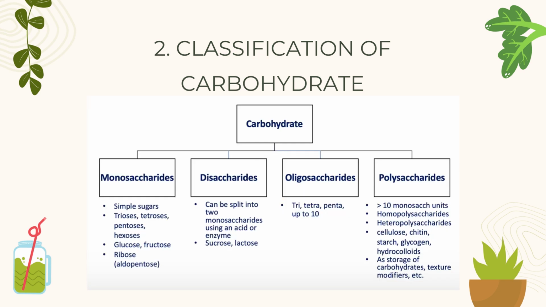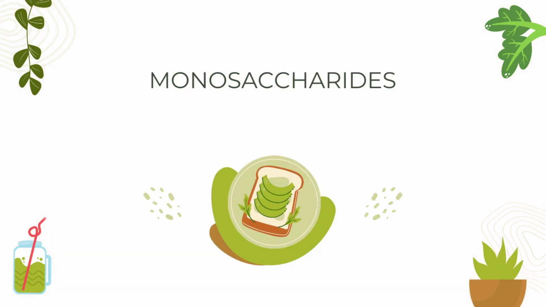Basically, carbohydrates can be divided into four basic groups. Monosaccharide is the simplest form of carbohydrate because it has only one basic structure of glucose. Disaccharide has two monosaccharides bound together. Oligosaccharide has the basic compounds of glucose up to 10 units. And finally, polysaccharides have more than 10 monosaccharide units, so they are categorized as complex carbohydrates. Moving on to the subtopic of monosaccharide.